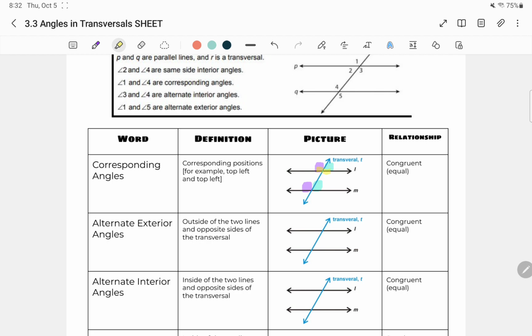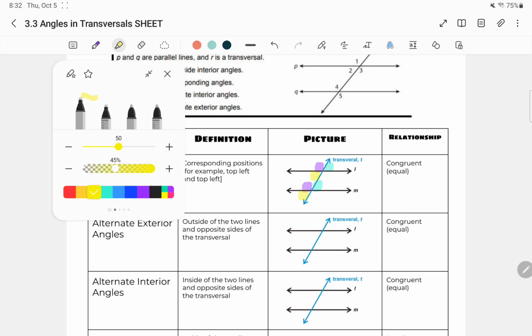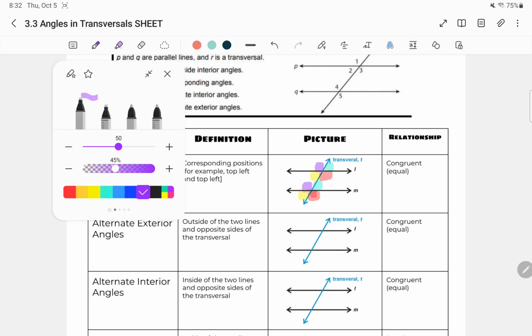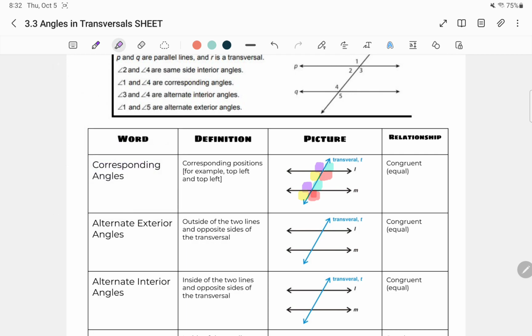Then the bottom left corresponds to the bottom left down here. And then my bottom right corresponds to the bottom right down here. And so corresponding angles, those are always congruent or equal to each other. And now you really only need 2 colors for the rest of these.